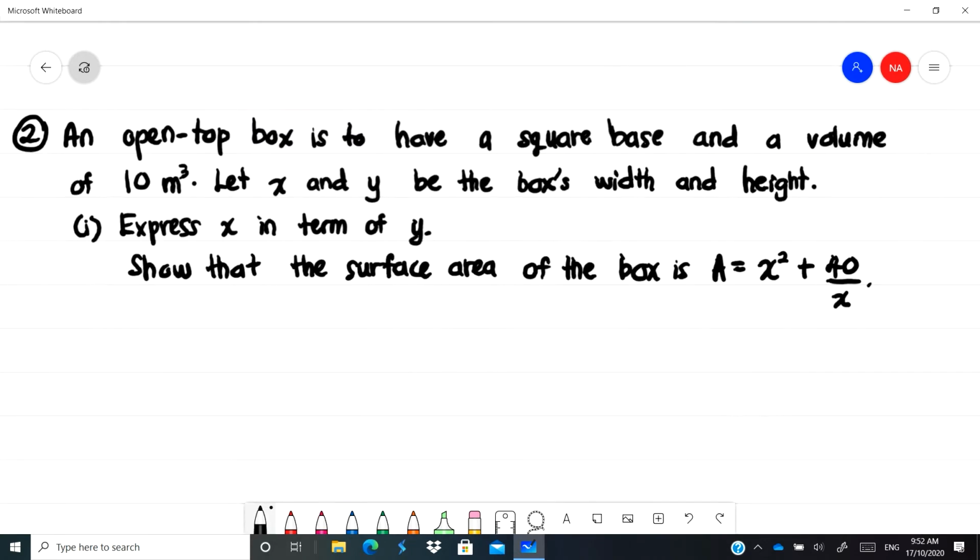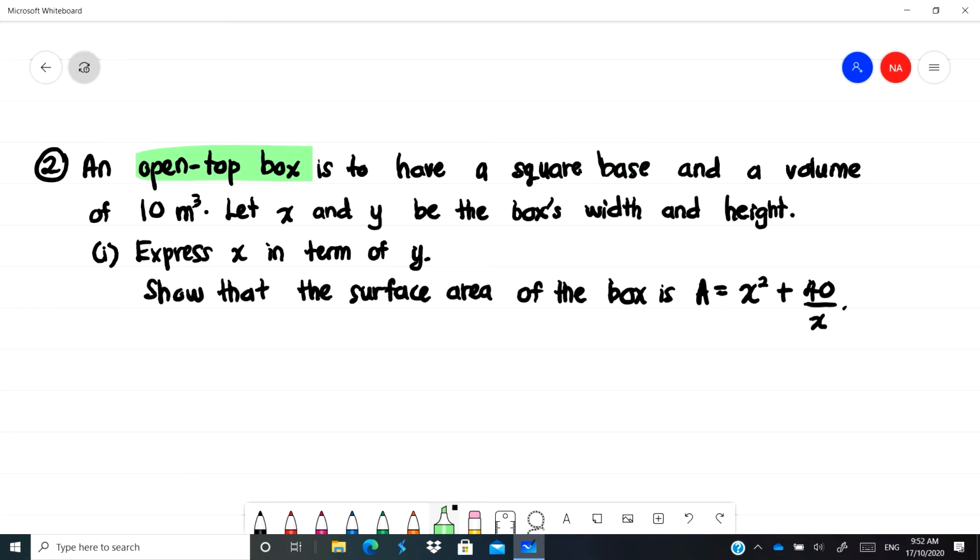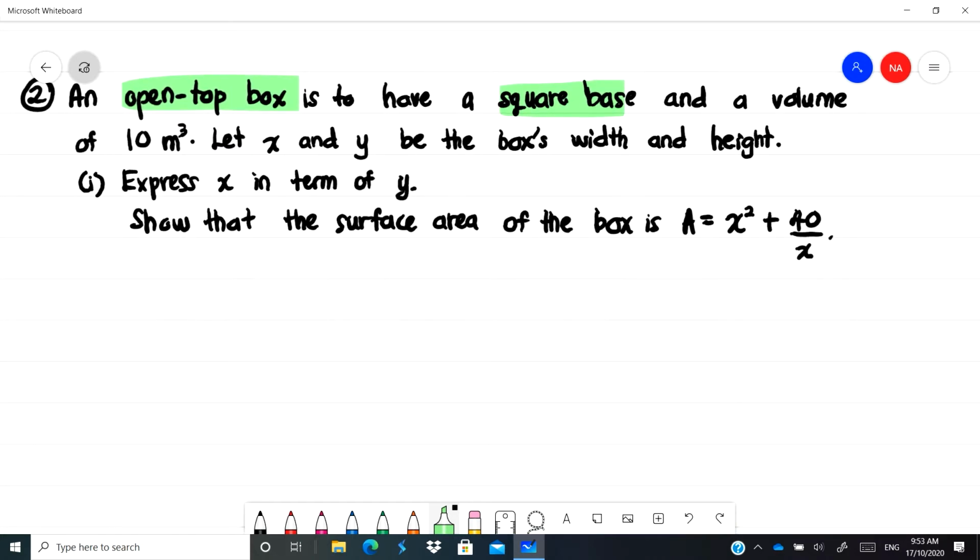All right, so we are given this question: an open top box. Please take note that the box is open top, meaning that it doesn't have the lid over it. It is to have a square base. We have to sketch the box with the square base, and we are already given the volume.